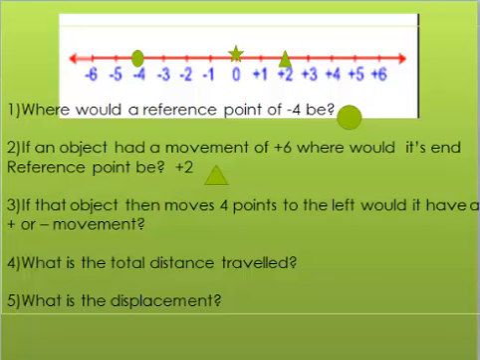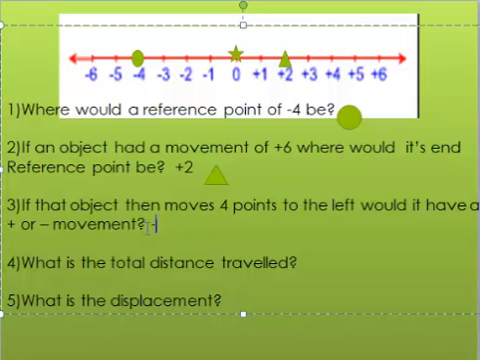If that object then moves 4 points to the left, would it have a positive or a negative movement? So it started at a positive 2, and we're going to move it 4 points to the left. Would it have a positive or a negative movement? It would have a negative movement.